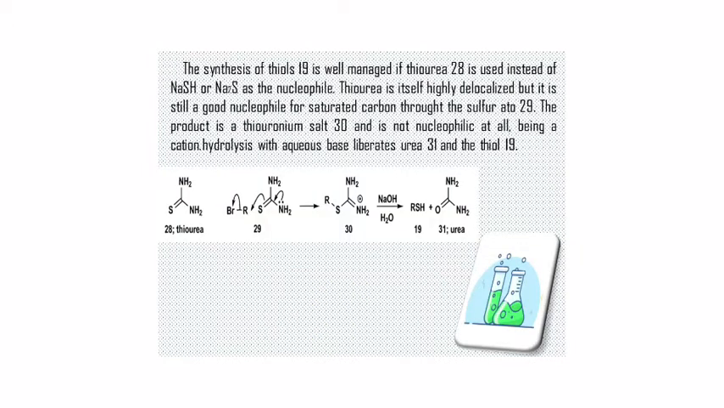The synthesis of thiols 19 is well managed if thiourea 28 is used instead of NaSH or Na2S as the nucleophile. Thiourea is itself highly delocalized, but it is still a good nucleophile for saturated carbon through the sulfur atom 29. The product is an isothiouronium salt 30 and is not nucleophilic at all, being a cation. Hydrolysis with aqueous base liberates urea 31 and the thiol 19.